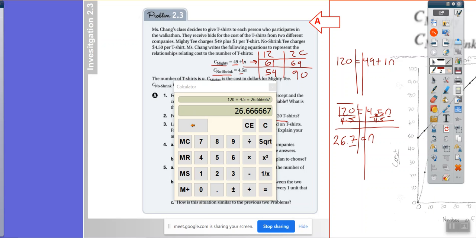On the other side here, we have some number plus 49 is equal to 120. So that's going to be 120 minus 49. And so I can buy 71 shirts. Now that is a big difference. If I'm buying a lot of shirts, I'm buying from Mighty T-shirt company.